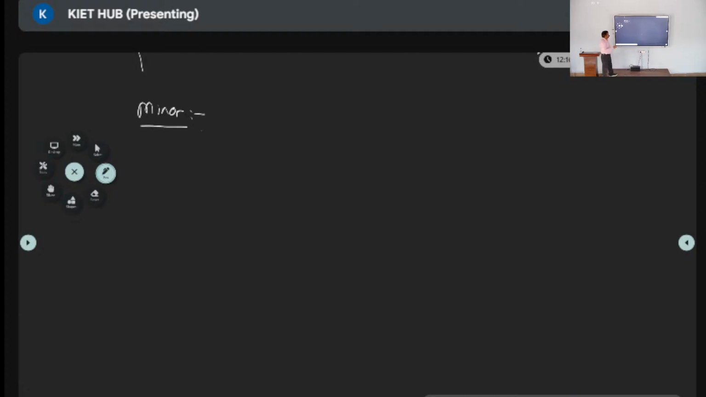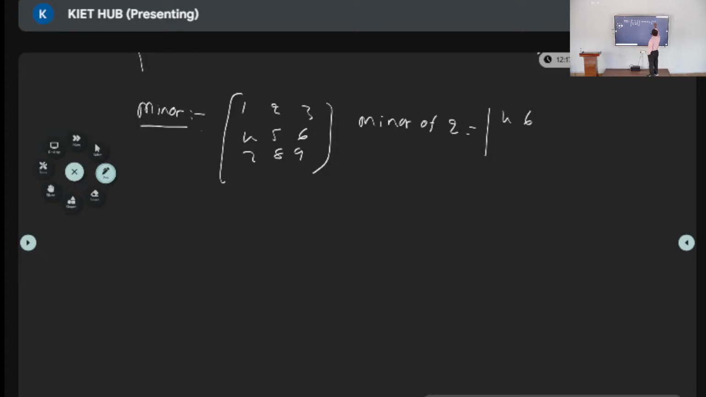How do we calculate the minor? Take the matrix 1, 2, 3, 4, 5, 6, 7, 8, 9. Minor of the 2: delete the row and column of the 2. Determinant of what? 4, 6, 7, 9. What is its value? 36 minus 42, which is minus 6. Minor of the 2 is minus 6.